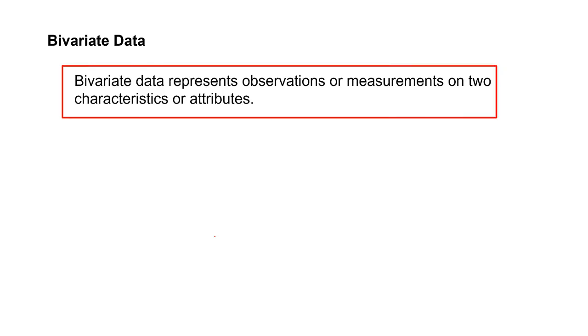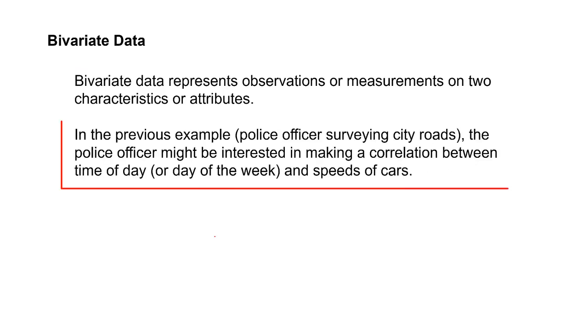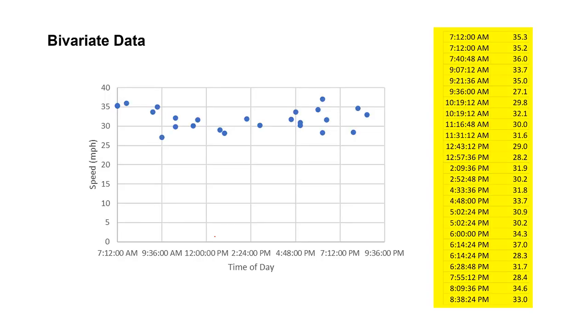Bivariate data, in contrast, represents observations or measurements on two characteristics or attributes. In the previous example, the police officer might also be interested in making a correlation between the time of the day and the speeds of cars. So now we're looking at two different variables or measurements. We're looking at the time of day and the speeds of the cars. The raw data is over here on the right. So she records the time and the miles per hour.